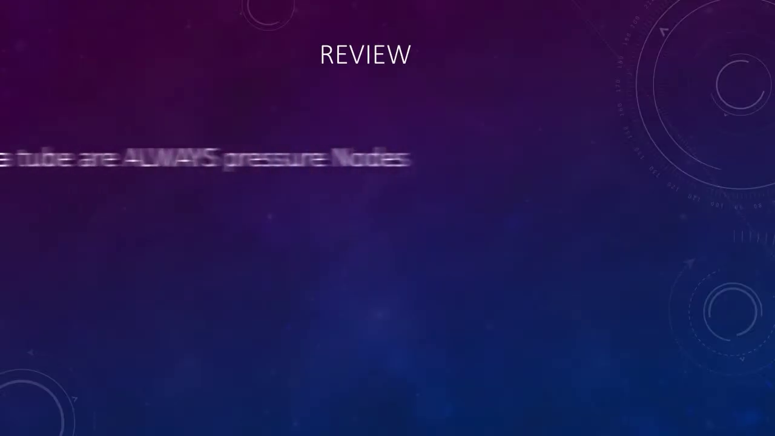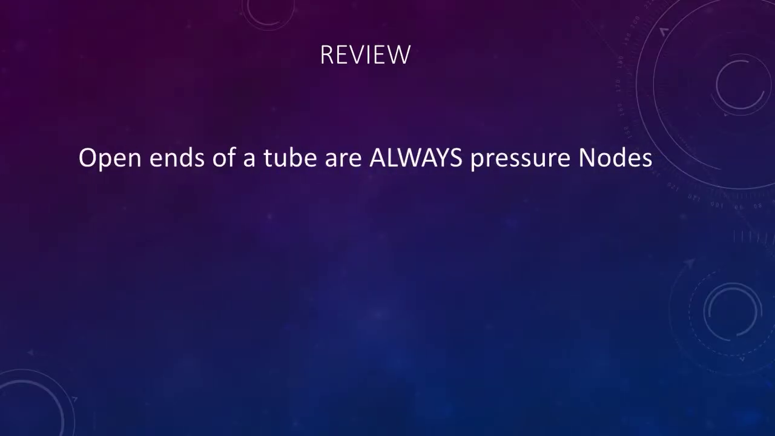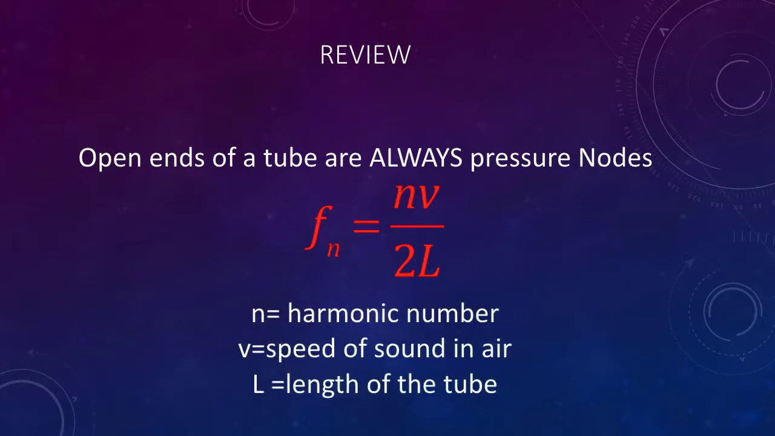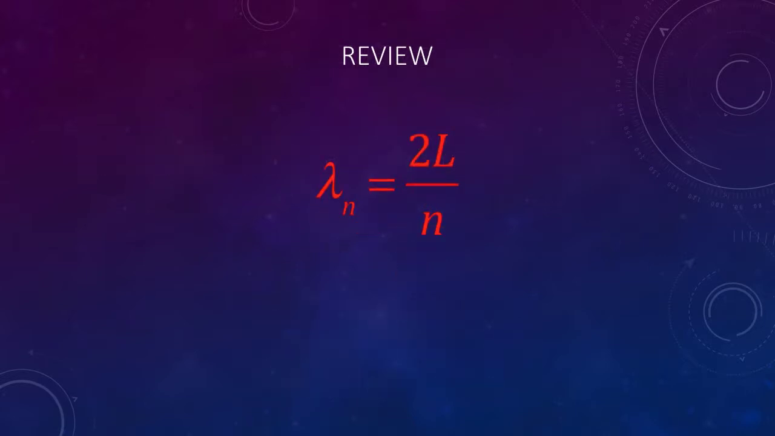To review, open ends of a tube are always pressure nodes. The frequency of any harmonic of a tube open at both ends is nv over 2L, where n equals the harmonic number, v equals the speed of sound in air, and L equals the length of the tube. The wavelength for any harmonic equals 2L over n, and the frequency of any harmonic is n times the fundamental frequency.